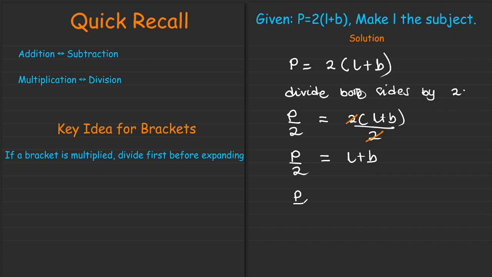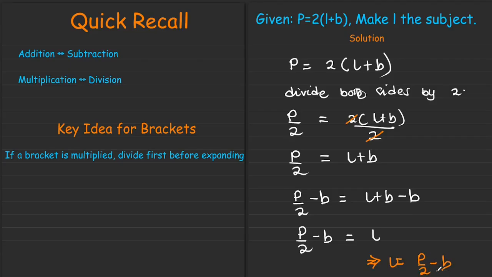So that we have P over 2 minus B, which is then equal to L plus B minus B as well. In this case, minus B takes off the plus B, so we are left with P over 2 minus B, which is then equal to L. And that is L being made the subject. So L is equal to P over 2, then minus B. That is all.